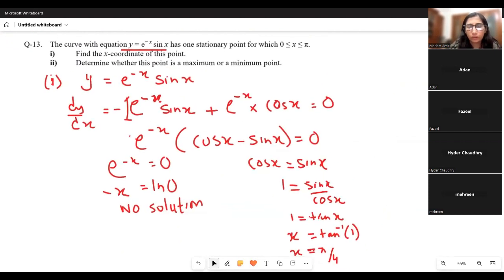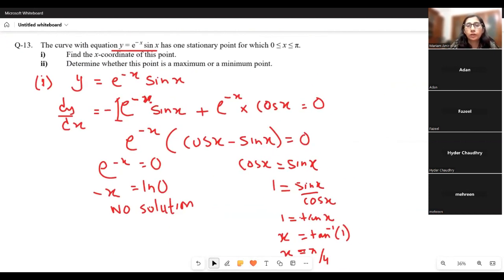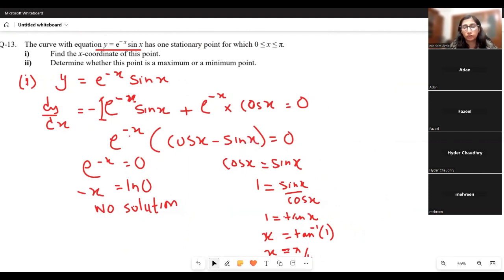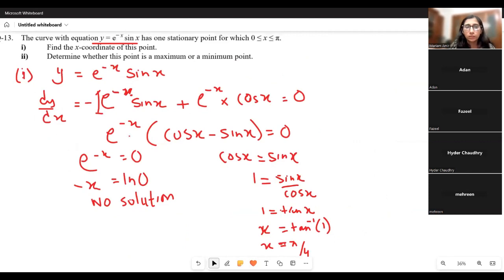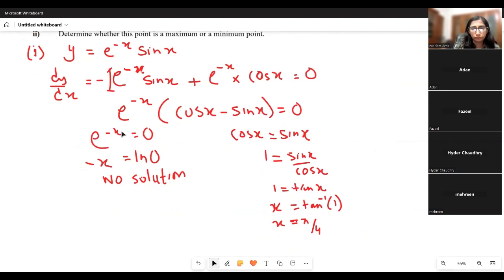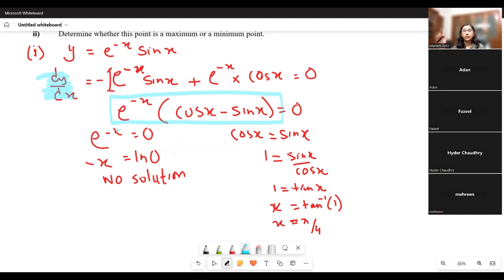So, determine the x coordinate of this point. At this point, there is going to be a stationary point where the derivative is 0. So x is pi by 4. Determine whether this point is maximum or minimum. So we know what to do. This is the equation of the first derivative, dy over dx. Differentiate it again, and then substitute this pi by 4 in it. If you get a positive value, it's a minimum. If you get a negative value, it's a maximum.